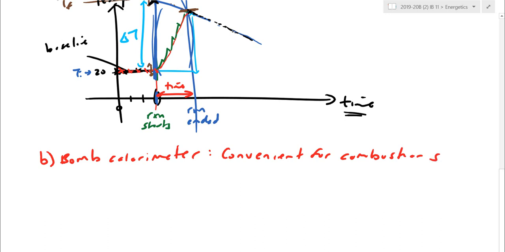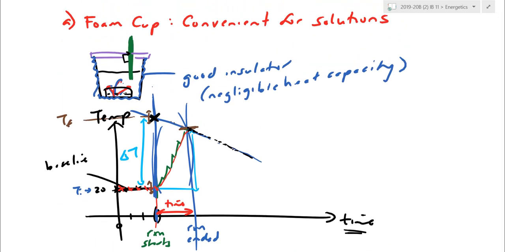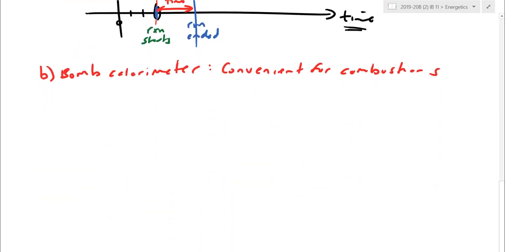It's convenient for burning. If the reaction that I want to find the delta H for happens to be a burning reaction, I don't want to do it in a foam cup. I might accidentally melt the foam and burn it and cause some safety hazard. So I'm going to set it up in another system here. This one is going to be sort of a cup in a cup. I'm going to have an inside cup. So the inside vessel, the inside container, is where I'm going to put the thing I'm burning. So maybe I have methanol or some fuel here.